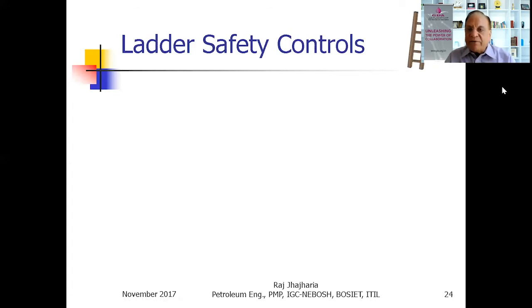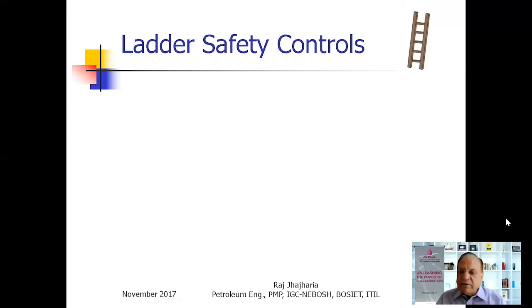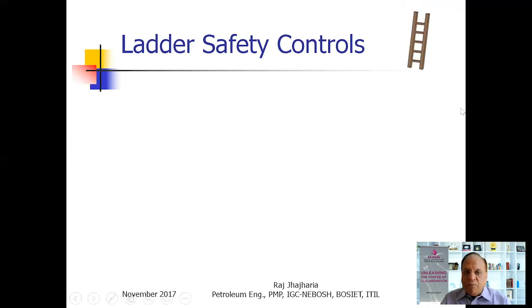Now let's look at the ladder. We all use a ladder either at work or at home. What are the safety controls for the use of a ladder? Always, this is very important, please remember 3-point contact. What is 3-point contact? At any point on the ladder, at any time, you have 4 points, 2 hands and 2 legs. Either 2 legs and 1 hand or 2 hands and 1 leg should be on the ladder. That is what 3-point contact means.